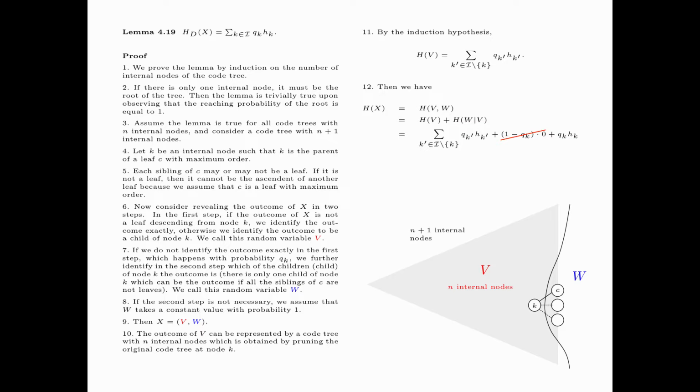Now this term goes away, and the term Q_k H_k can be combined with the summation with k' equals k. And so, we have the summation of Q_k' H_k' for all internal nodes k' of the original code tree. Therefore, the entropy of the source random variable is equal to the summation of Q_k' H_k' for all internal nodes k'. This completes the proof of the lemma.